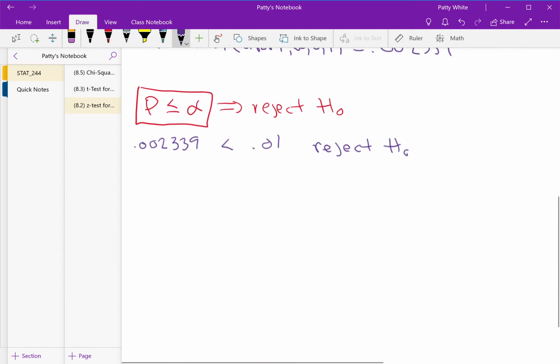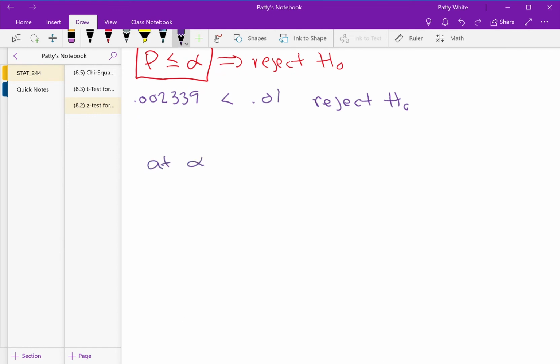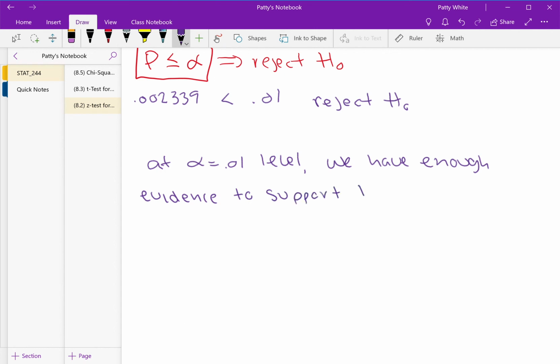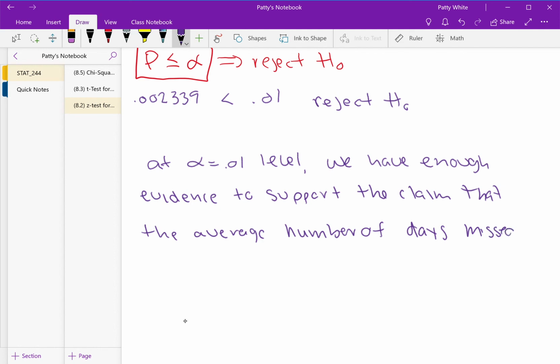So our very last step is to write a conclusion. So let's see, at the alpha equals 0.01 level, we have enough evidence to support the claim that the average number of days missed is greater than 5.